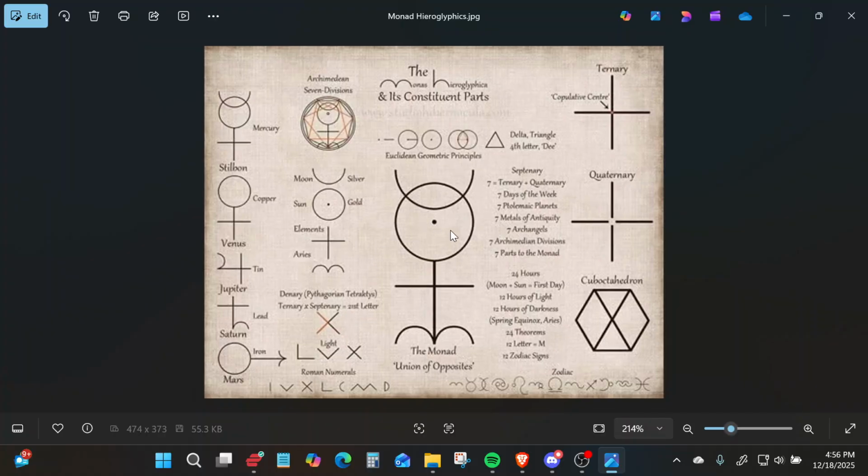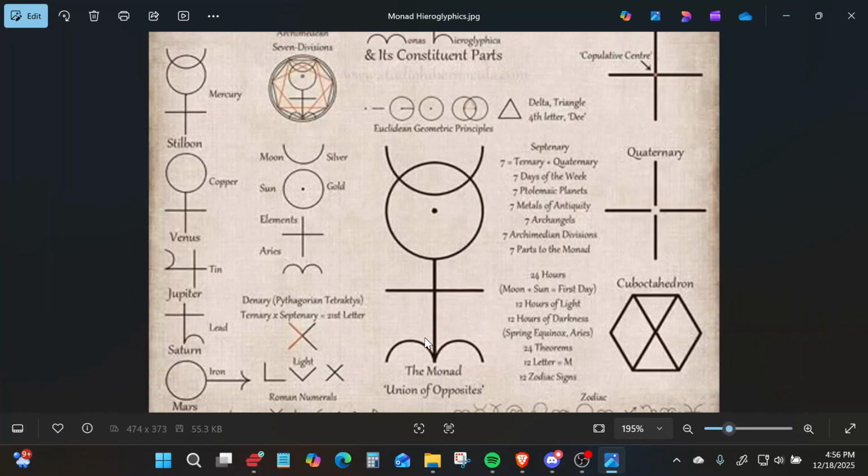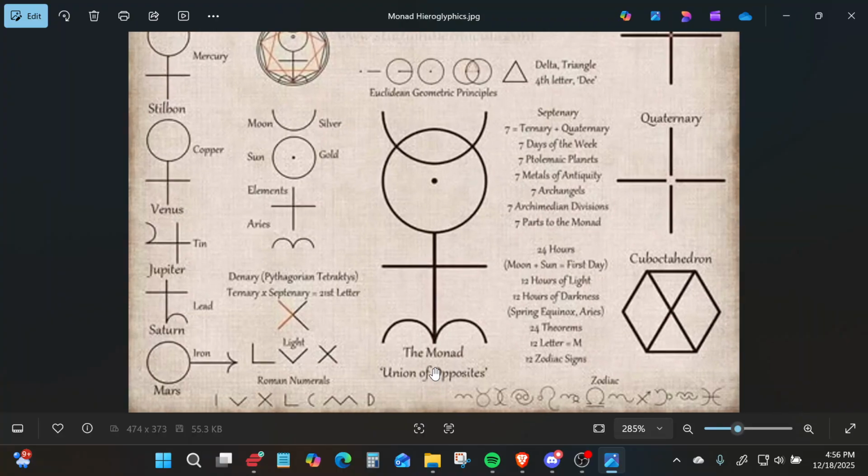But the union of opposites. Why do they call it that? I know I'm asking a dumb question, just for the room, for me maybe. Male and female.